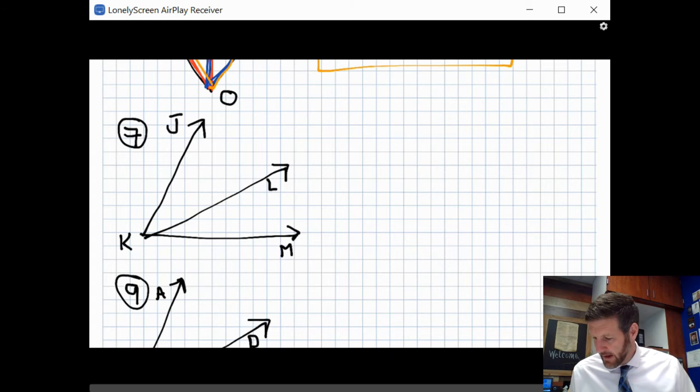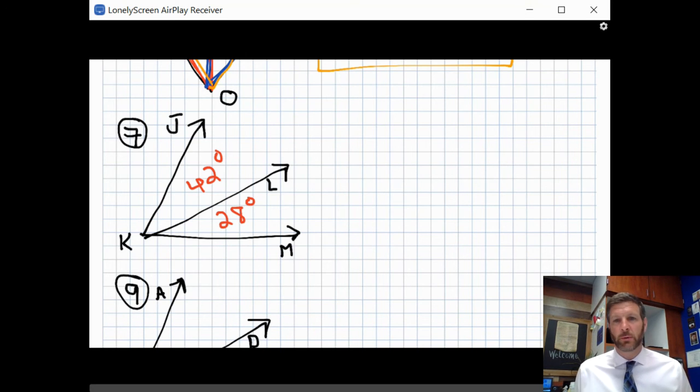So now they've given us some values. If JKL is 42, so I've got that value, 42 degrees. And the measurement of LKM, see, I always trace them to make sure I know which one I'm talking about. So LKM is 28 degrees.